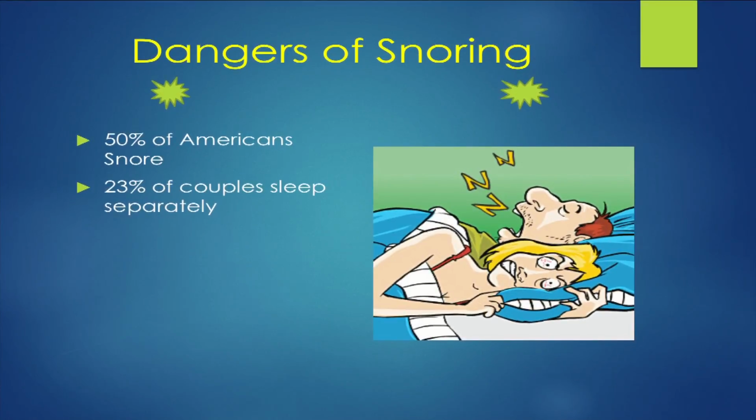Snoring does not just affect the person who snores. It also affects the sleeping partner. It is thought that up to 23% of couples sleep separately due to snoring. In addition, the other person affected can suffer some of the same manifestations of the person with sleep apnea, such as excessive daytime sleepiness and lack of proper REM and non-REM sleep.